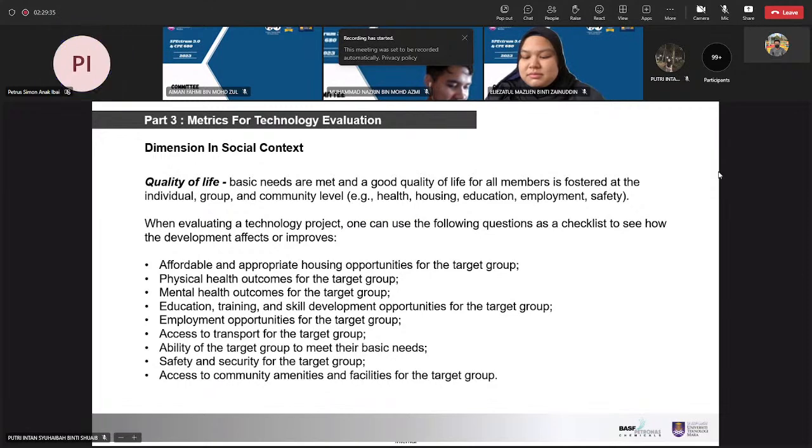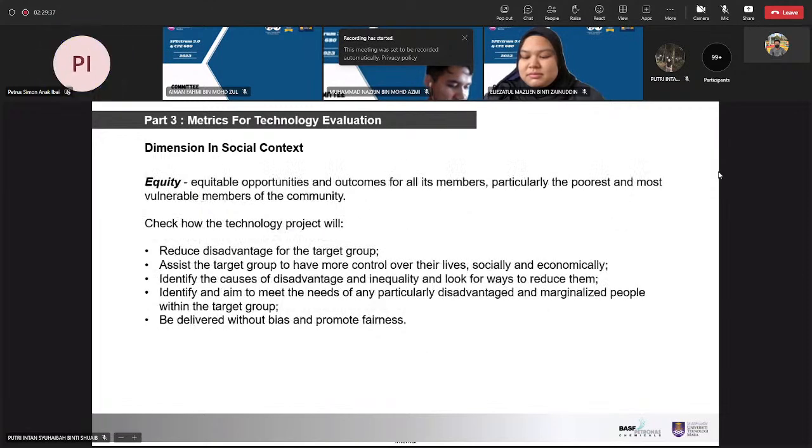Okay, next. Another dimension in the social context is equity. Equity here refers to equitable opportunities and outcomes for all its members, particularly the poorest and the most vulnerable members in the community. Of course, you need to check how your technology project will reduce the disadvantages for the target group, and so on.